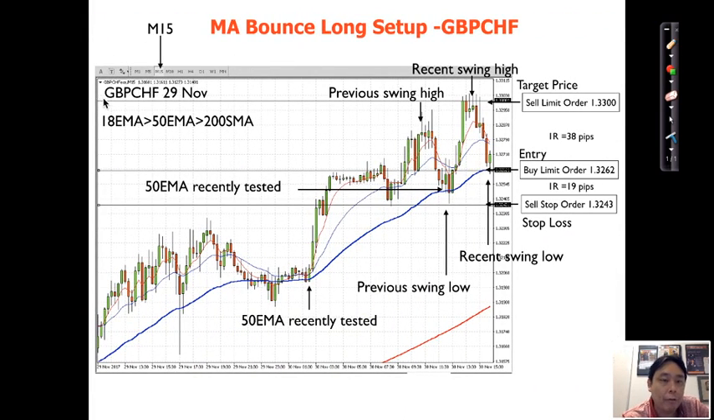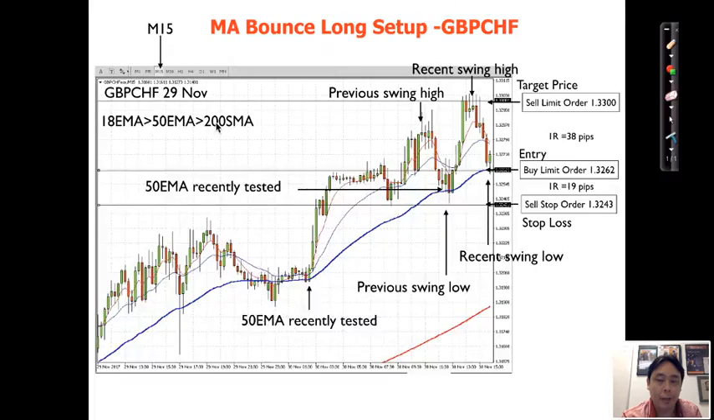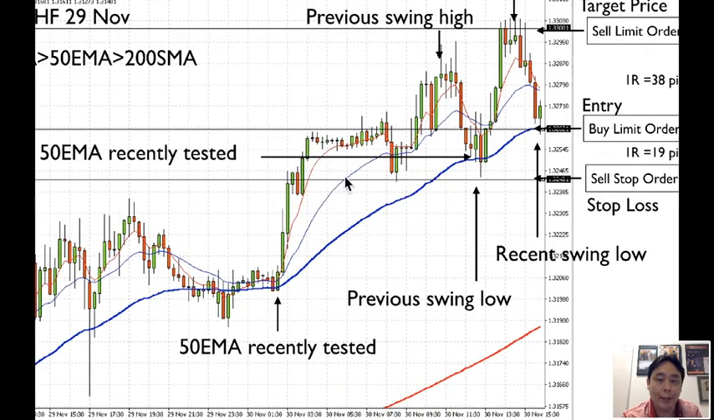So the first one is pound franc, and this setup was on the 29th of November. And again, I begin by looking at the 50-minute candles. So the first thing to ensure, again, a very clear uptrend where the 18 EMA is above the 50 EMA, 50 is above the 200 simple moving average. So if you take a look at the charts, this small blue line, that's the 18 EMA. This is the 50 blue line, and the 200 simple moving average is the red line. So again, just ensure that this blue line is above this blue line, above this red line.